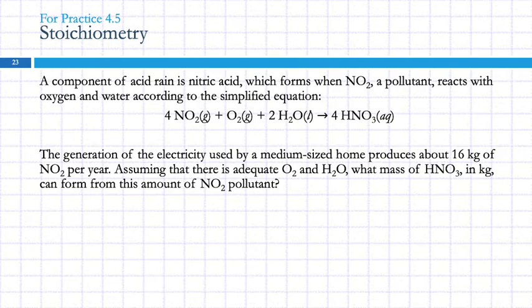One more example. A component of acid rain is nitric acid, which forms when NO2, a pollutant, reacts with oxygen and water according to this simplified equation. The generation of the electricity used by a medium-sized home produces about 16 kilograms of NO2 per year. Assuming that there's adequate O2 and H2O, what mass of HNO3 in kilograms can form from this amount of NO2 pollutant?